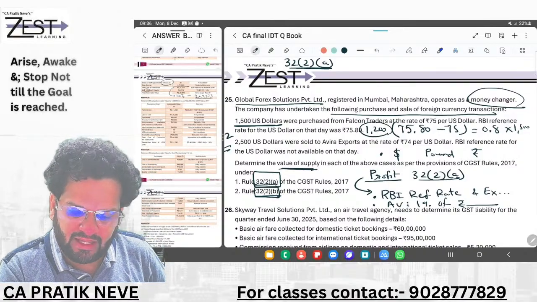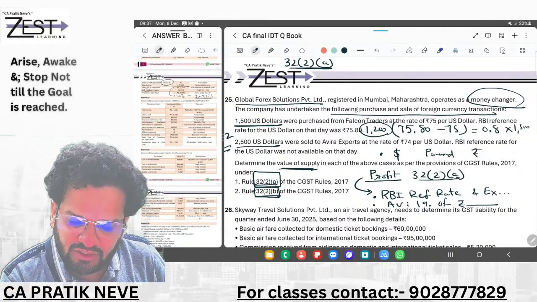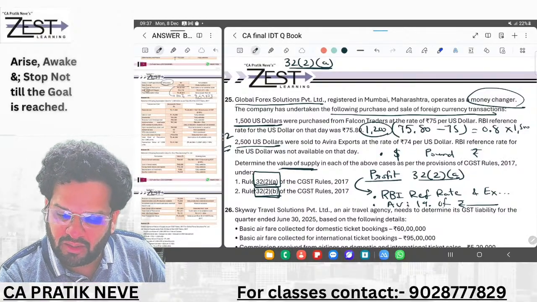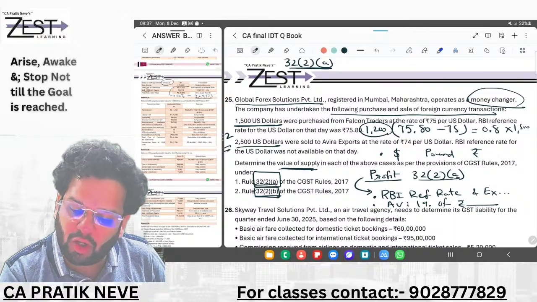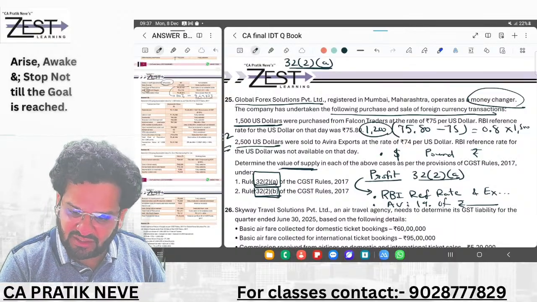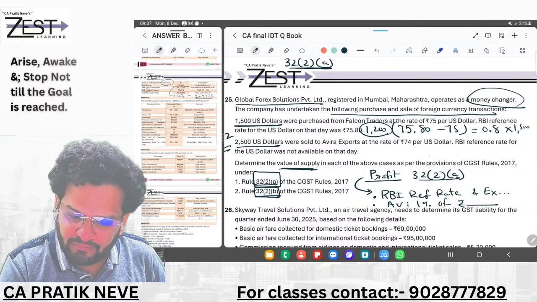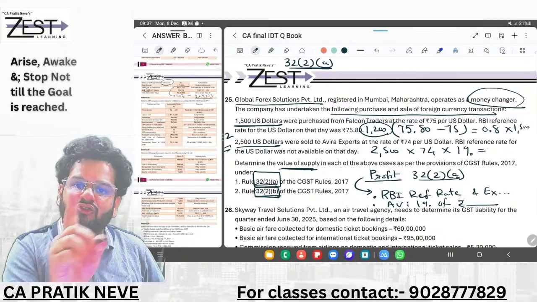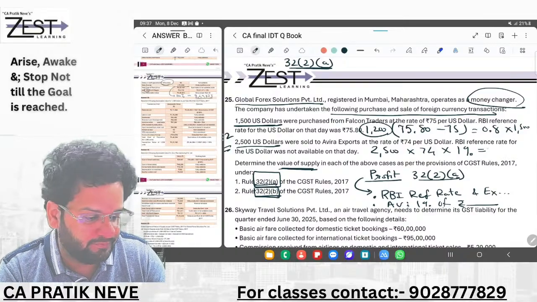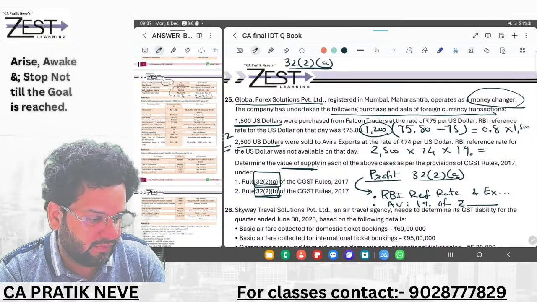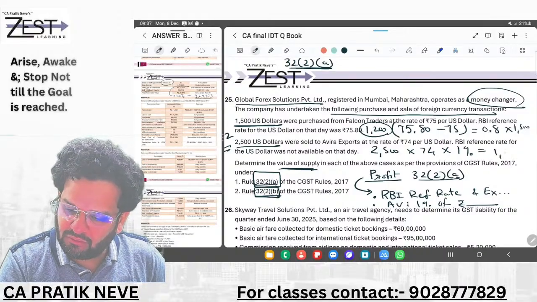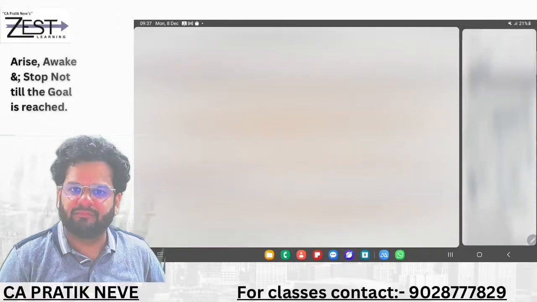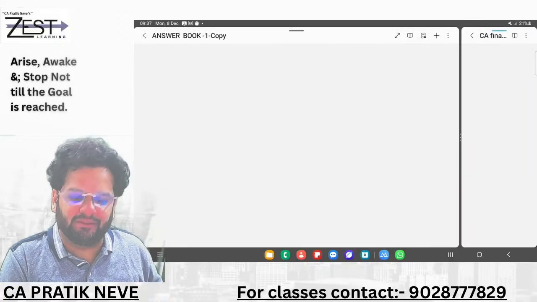Understood? Then 2500 US dollars were sold to Avira Exports at 74. The RBI reference rate for the US dollar was not available on that day. So when the RBI reference rate is not available, what do you do? 2,500 dollars into 74 into 1%. So 1% is the deemed assessable value. It's given in the rule. So it comes to 1850. Clear? Check. We'll do that and then go to 32(2)(b).